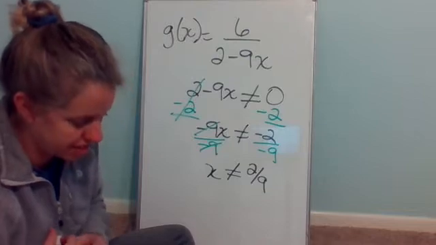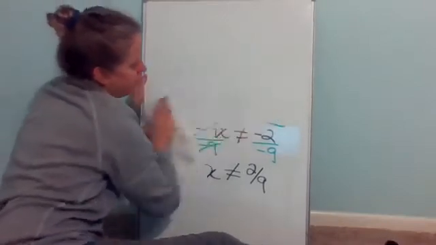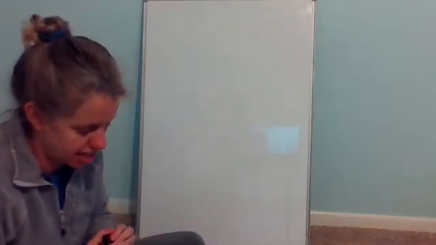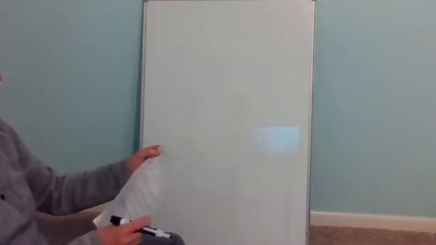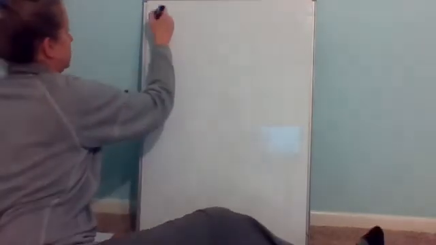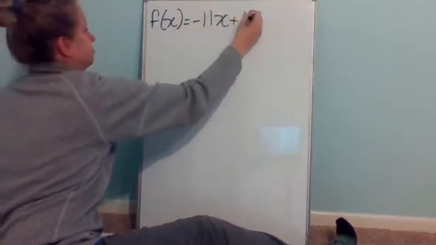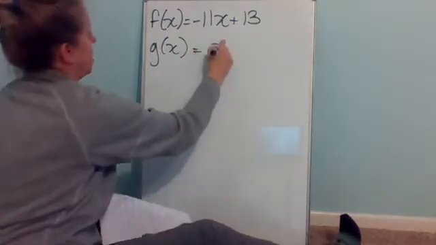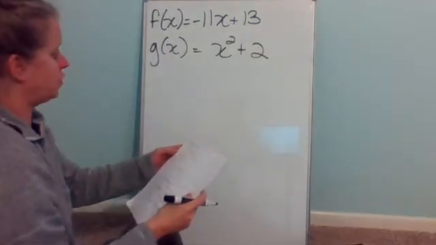Okay, moving on to number 11. This is going to give us 2 separate functions. This is the section where it would give us 2 separate functions and then ask us to do something with the 2 functions, like add them together or sometimes subtract. This one's going to actually ask us to put one over the other. So the first function is f of x equals negative 11x plus 13. And g of x equals x squared plus 2. And it wants us to find f of 10 over g of 10.